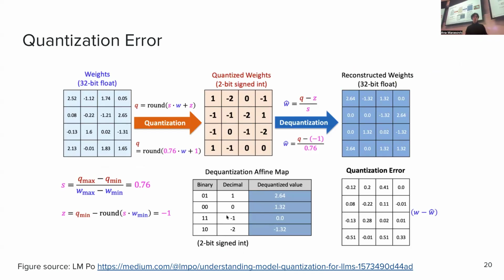And to measure your quantization error, you can check the difference between your dequantized weight matrix and the weight matrix you started with, and you can use some matrix norm function to compute how much difference there is, like the Frobenius norm. The smaller the difference, the better the quantization is.